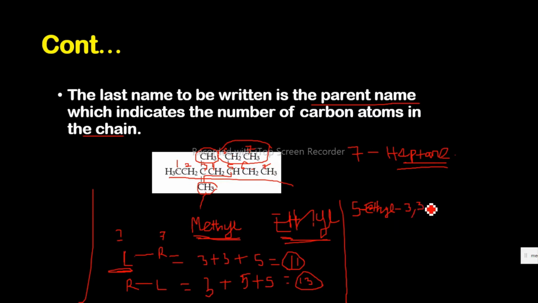So you write 3 with a hyphen. But because there are 2, then we shall put di to represent 2. Okay? And then methyl. Okay? There are 2 methyl groups. Okay? So 3,3-dimethyl. And then after writing that, the rest is writing the parent chain, which is heptane.